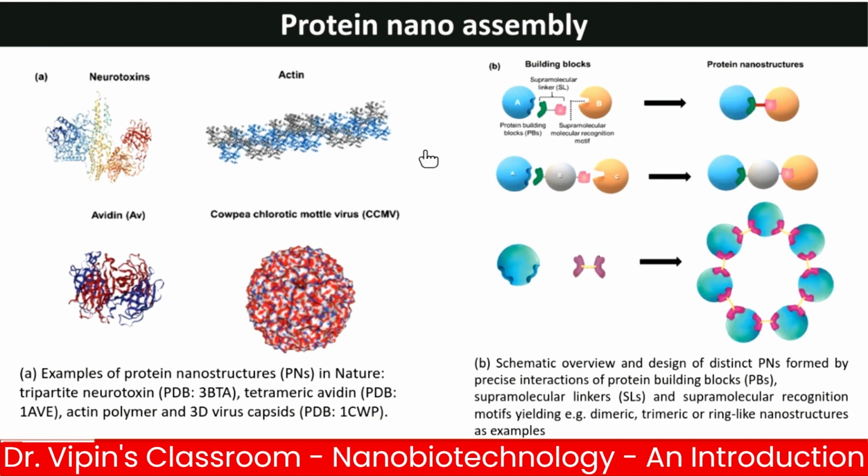You have neurotoxins, you have actin, which is a polymer of actin filament here, and we can have other structures. What we want to do is to try and bring together two different polypeptides or two different proteins or two different domains. What are domains? Domains are specific regions within the protein that have the functionality. So what we want to do in terms of protein nanoassembly is to try and bring together either two different polypeptides or two different domains or two different complete proteins.